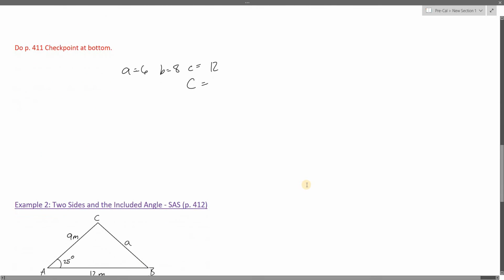Okay, this is the longhand version. So if we're solving for C and we're relating everything in terms of C, we're going to say C squared is equal to A squared plus B squared minus 2AB cosine C. Now if I want to find C, I'm going to solve for this portion. So I'm going to say C squared minus A squared minus B squared, and that is going to equal negative 2AB cosine C. Then I'm going to divide by negative 2AB, divide by negative 2AB.